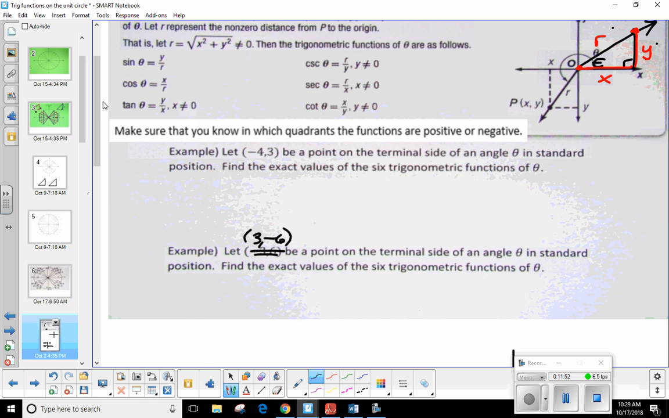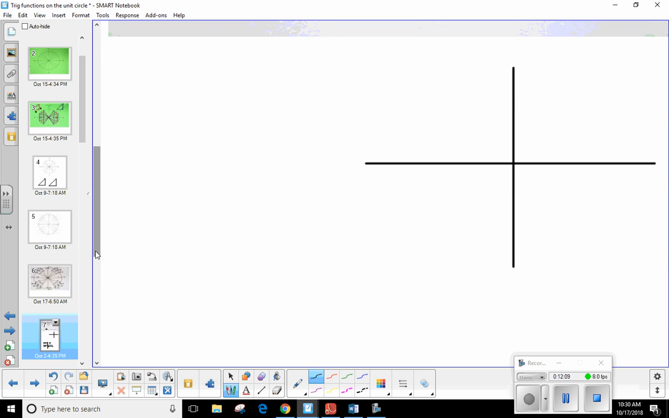Here's our first one. Let negative 4, 3 be a point on the terminal side of the angle theta in standard position. And then find the exact values of all 6 trig functions. Okay, so here's what this means. We've got an actual coordinate, negative 4, 3. So let's say I've got my XY grid here. Here's X, here's Y.